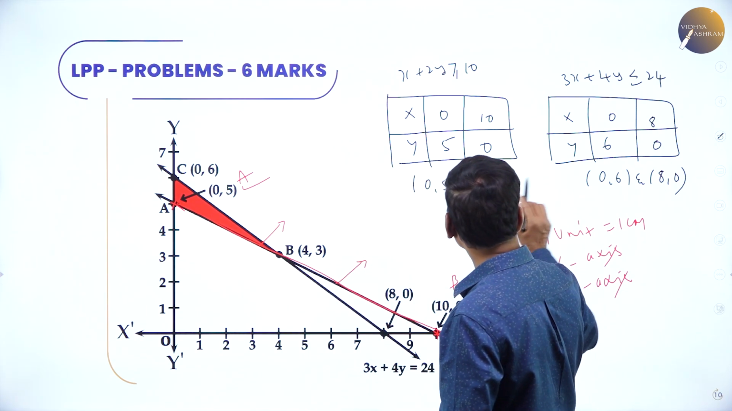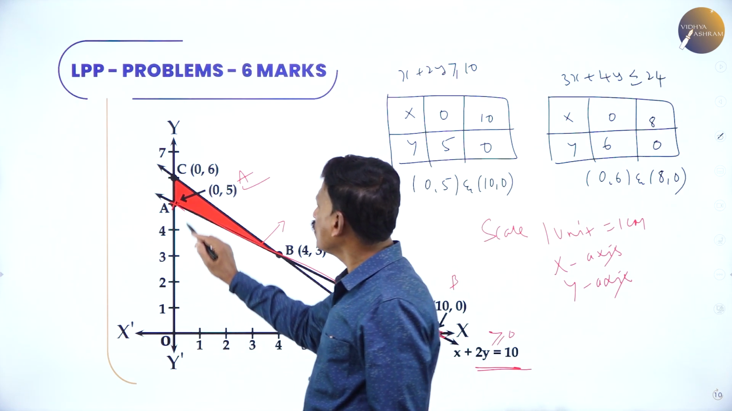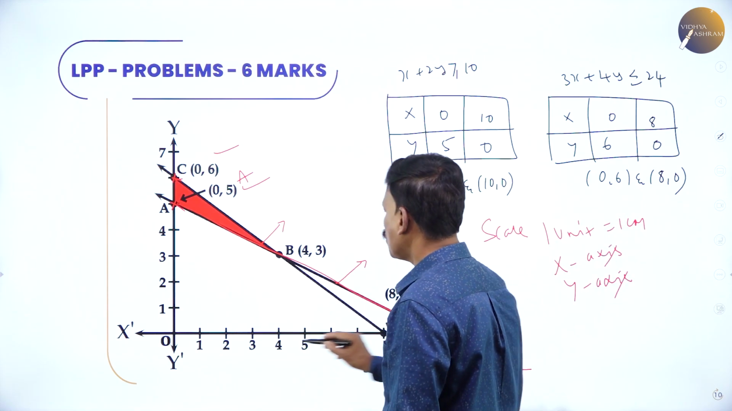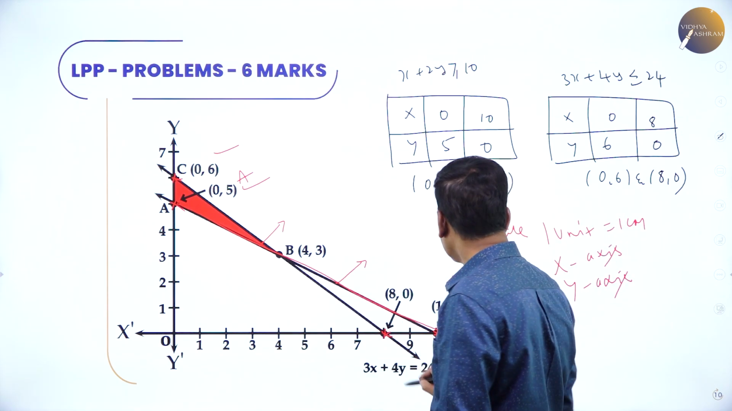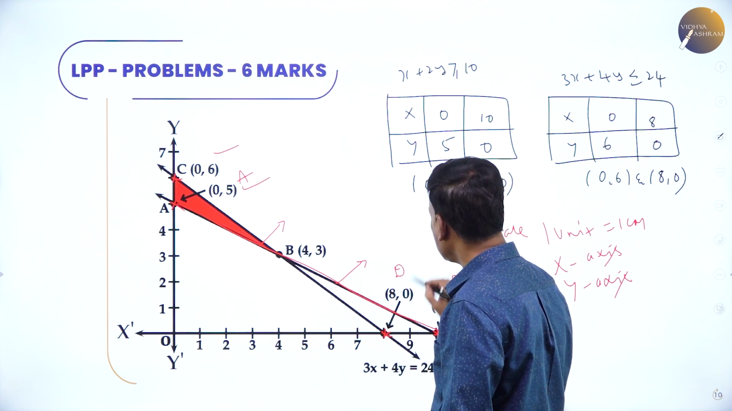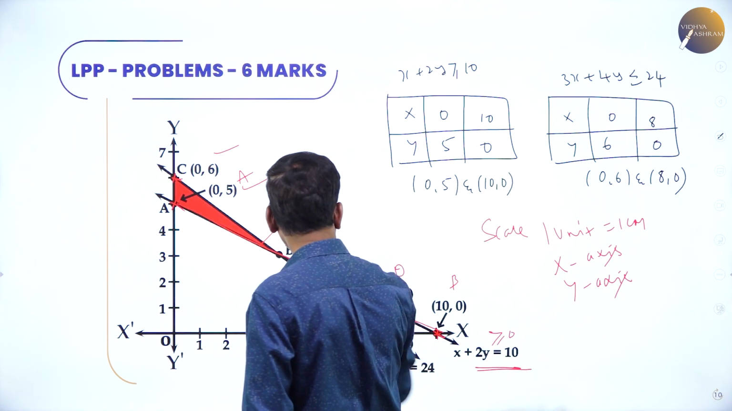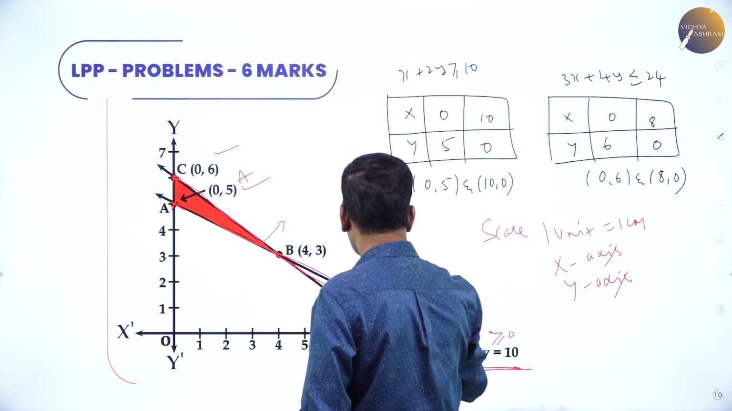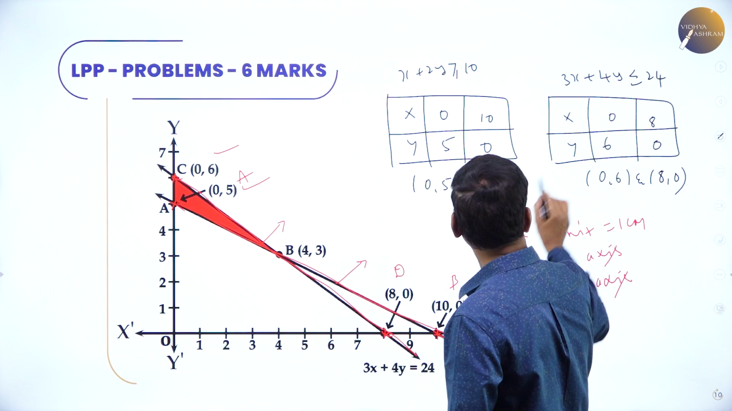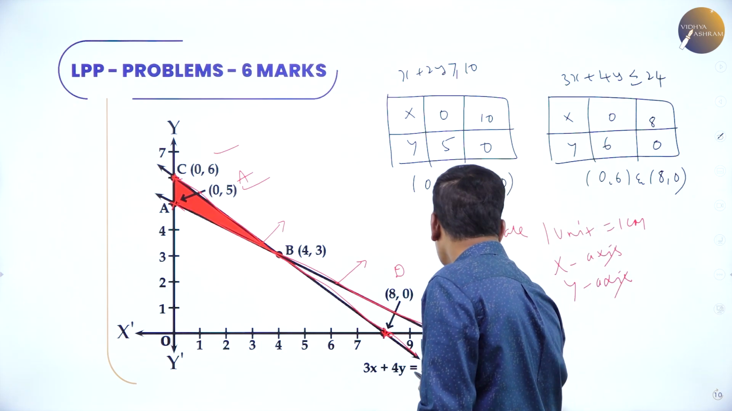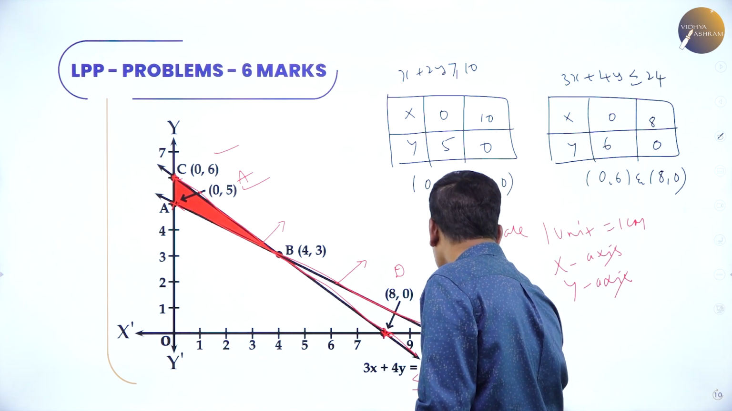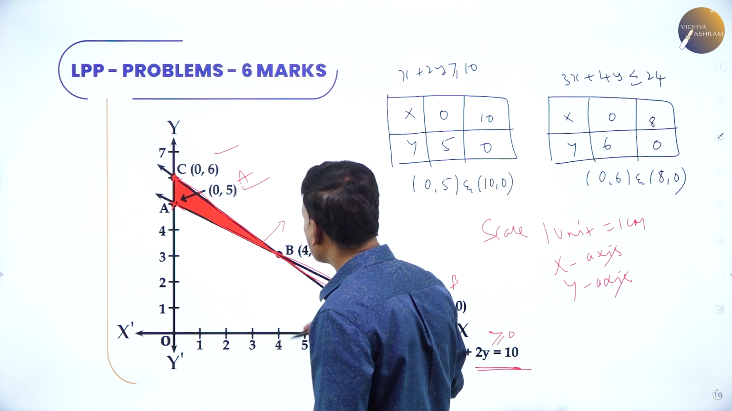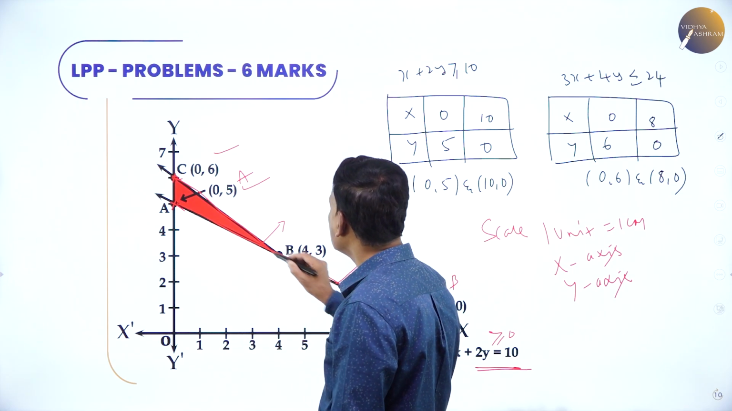Right. Next, the second curve. When x is equal to 0, y is equal to 6. This is point C, 0 comma 6. When x is equal to 8 and y is equal to 0, this is D. Now draw this line, and you get a line like this. What is the curve? 3x plus 4y is less than or equal to 24. Less than or equal to means it is going in the downwards direction.